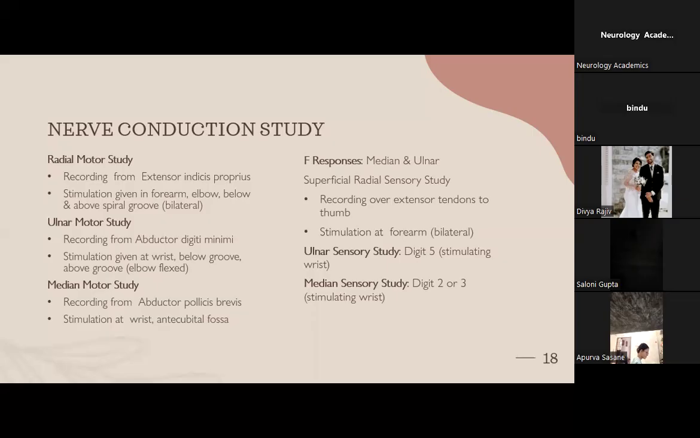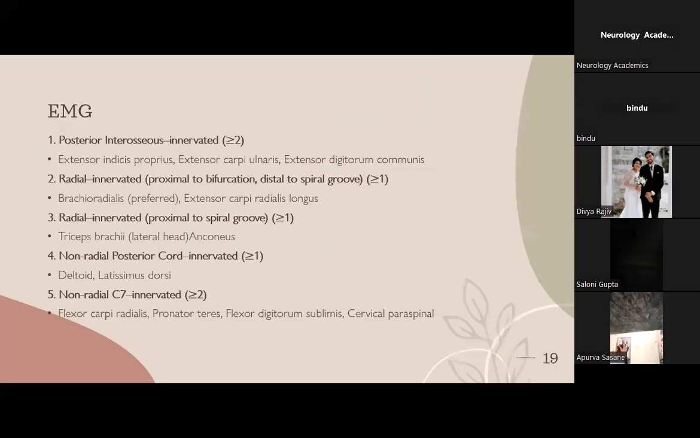For the superficial radial sensory study, we record over the extensor tendons to the thumb and stimulation is given at the level of the forearm. For the ulnar study, digit 5 is stimulated at the wrist and recorded from digit 5. For the median study, digit 2 or 3 is recorded after stimulating at the level of the wrist.